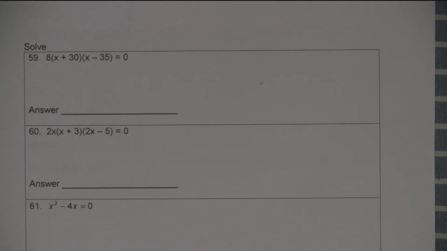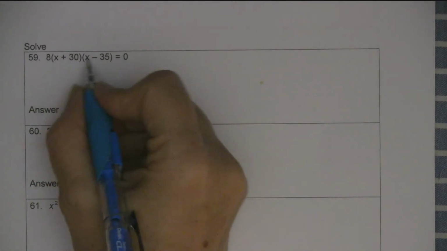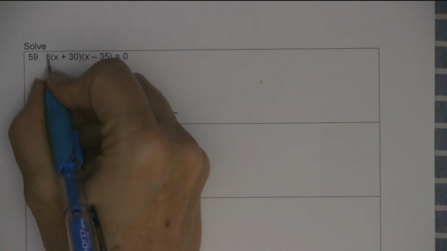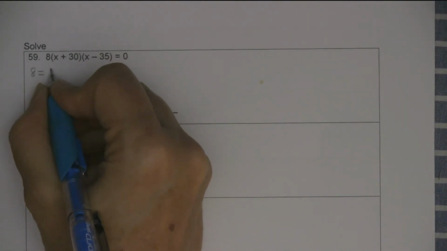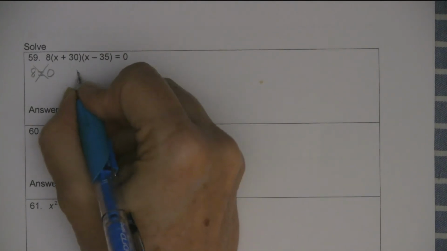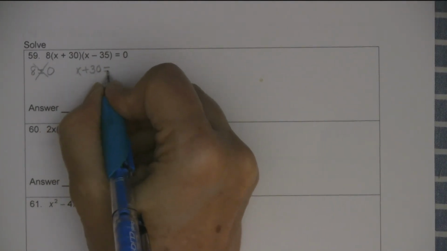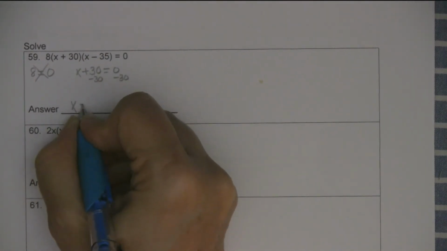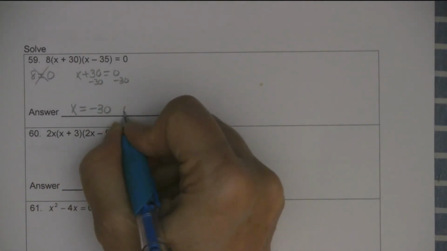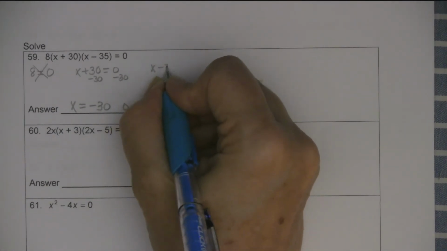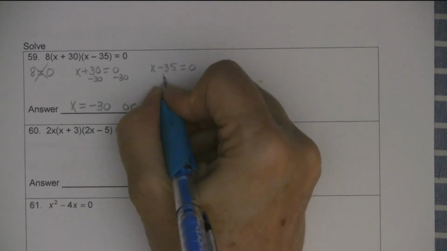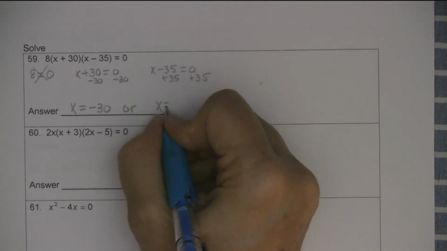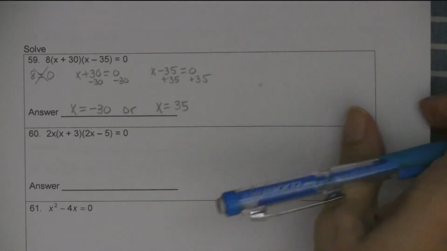So now it's on solve. So this one's already factored, got 0 on one side, so that's really nice of them. This doesn't have a variable in it, and 8 doesn't equal 0, so that's not going to give you any answer. But x plus 30 has a variable in it, so when I take away 30 from both sides, I'm going to get x is negative 30 for one of my answers. And the other answer, or, is x minus 35 equals 0, so I'm going to add 35. And I'm going to get x equals 35 as the other answer.